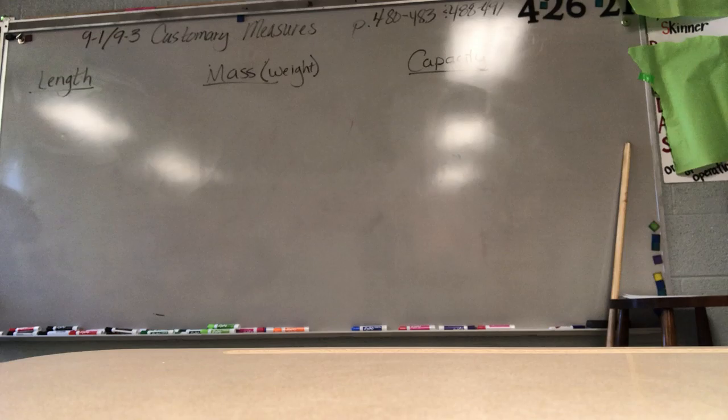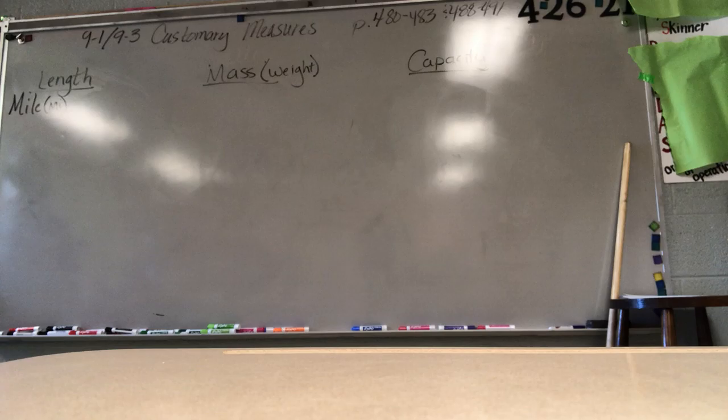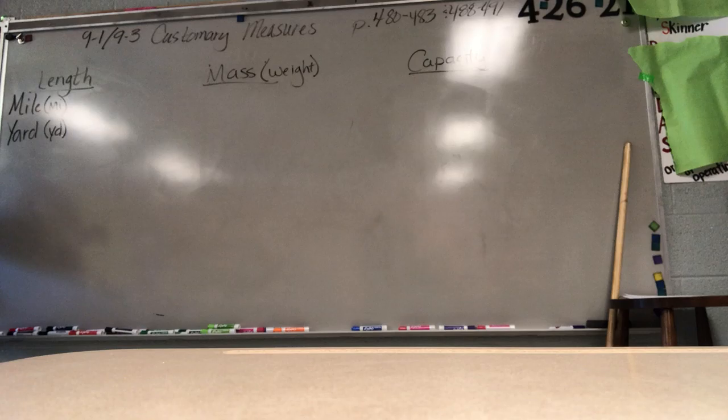Okay, so customary system. So we're going to talk about length first. When we think of length, what is the largest length that we think of in customary measurements? Miles. The largest is miles, which we abbreviate MI. What would be the next largest one under that? No, that is metric. Yards. How many yards are a football field? 120, yeah. So that's yards.